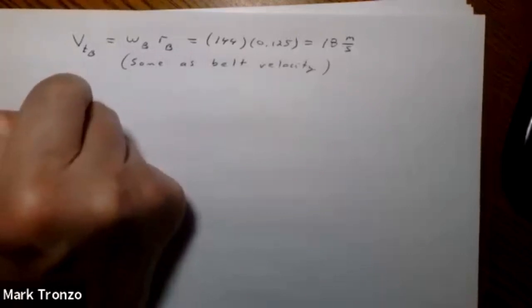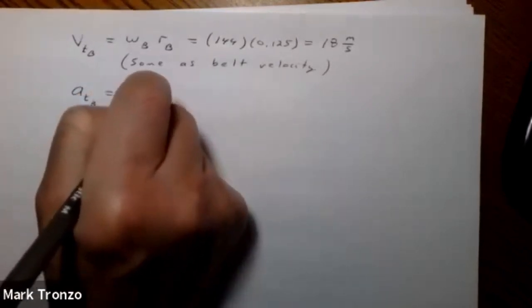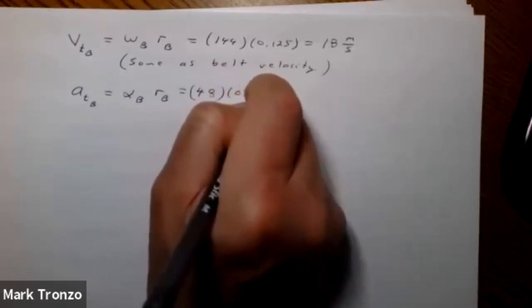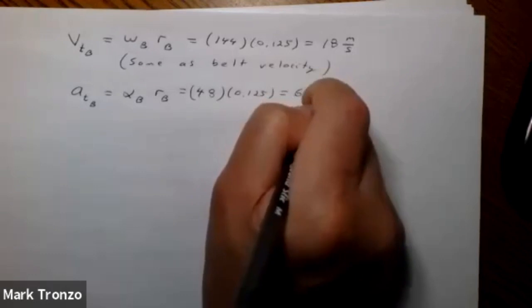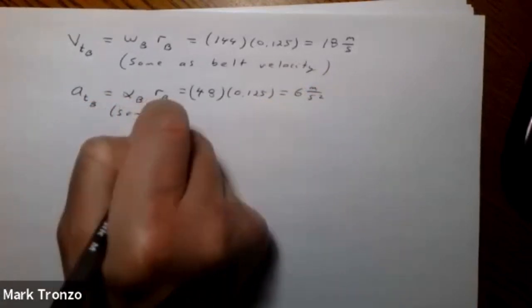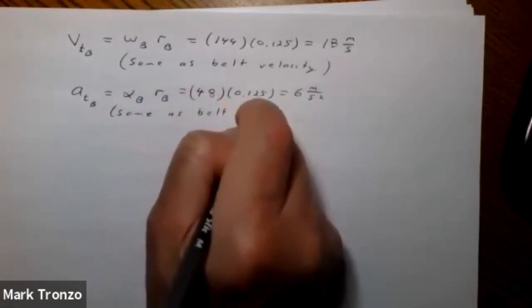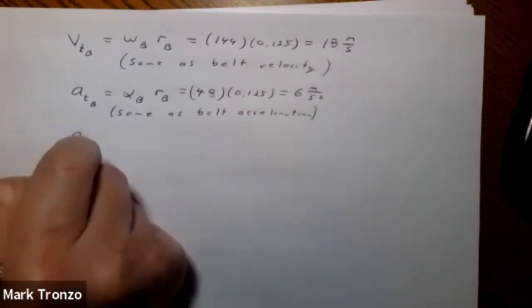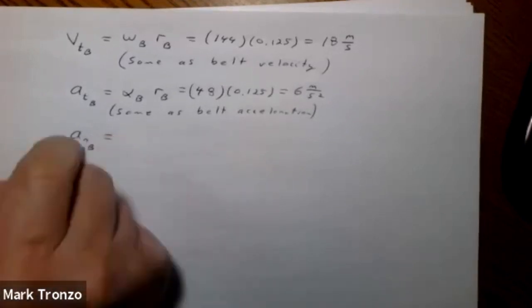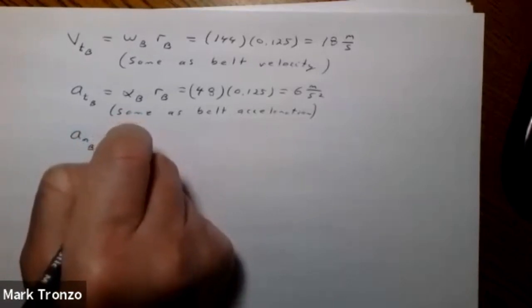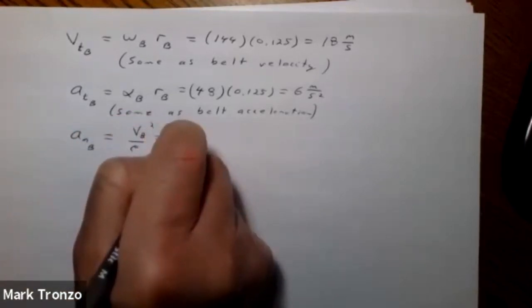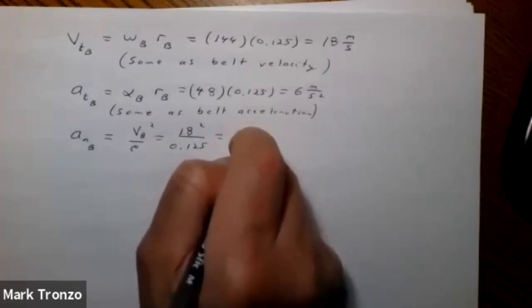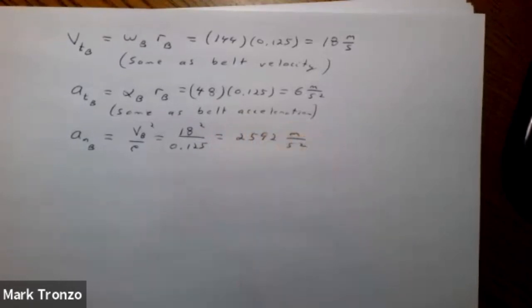And then the tangential acceleration of B, alpha B times the radius of B, is going to be 48 times the radius of 0.125, which is 6 meters per second squared. And so actually that was also the same as the belt acceleration. And then the normal acceleration of B is going to be the velocity of B squared divided by rho, and that's going to be 18 squared divided by 0.125, and it looks like it's around 2592 meters per second squared.